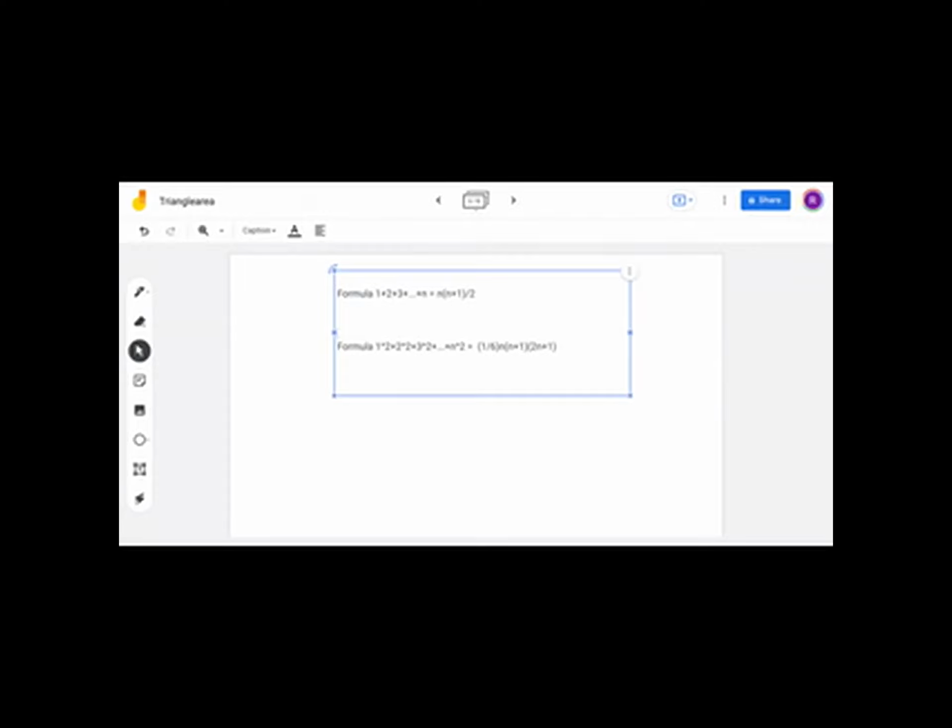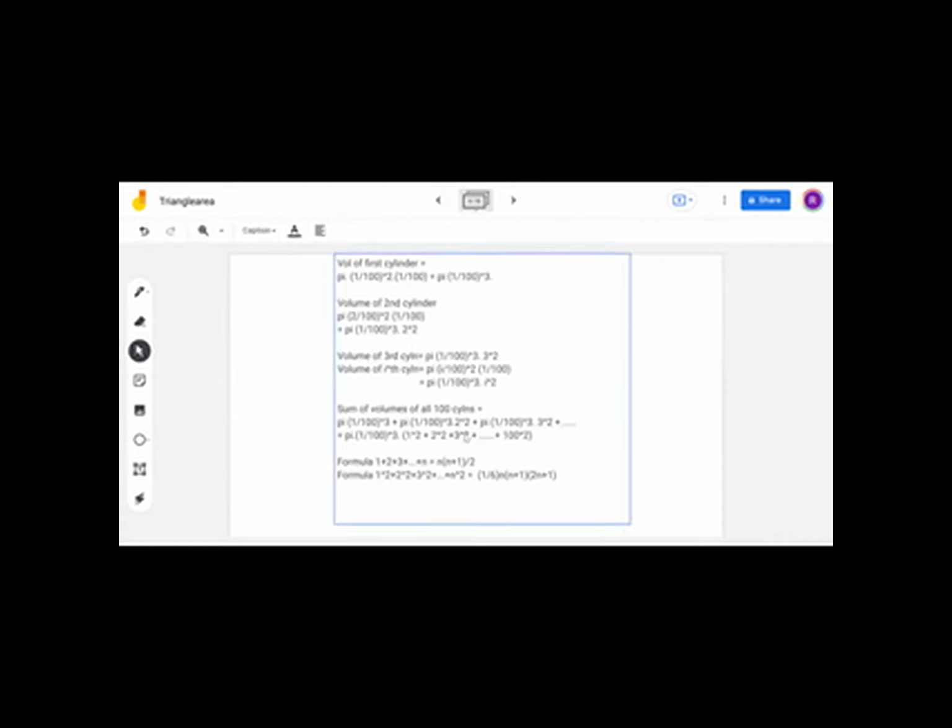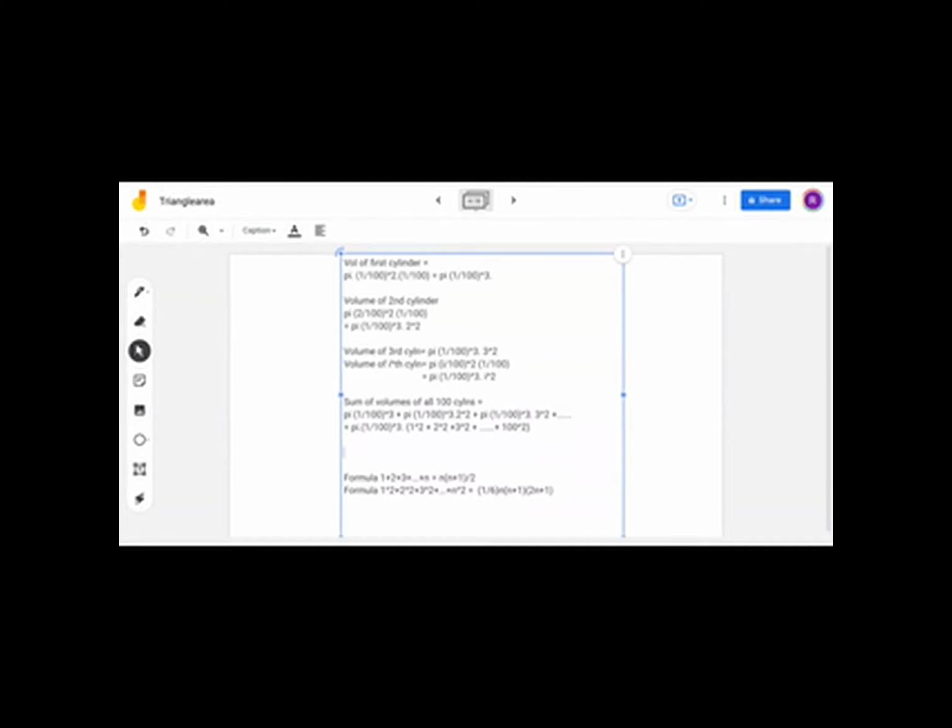So for now, just remember this formula: just as the sum of the first n numbers is n into n plus 1 by 2, similarly there is another formula for 1 squared plus 2 squared plus 3 squared till n squared, and that is 1/6 n into n plus 1 times 2n plus 1. So now tell me, how much will this be? For the volume of all these cylinders, you can use this formula. So what will be the volume of all these? All these 1 squared plus 2 squared till 100 squared, how much will that be?